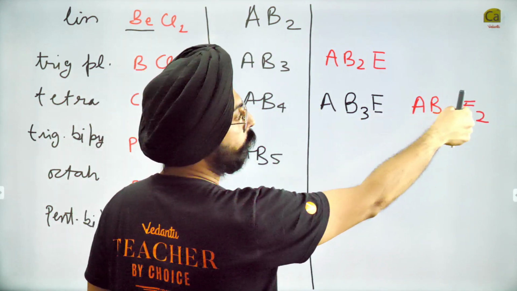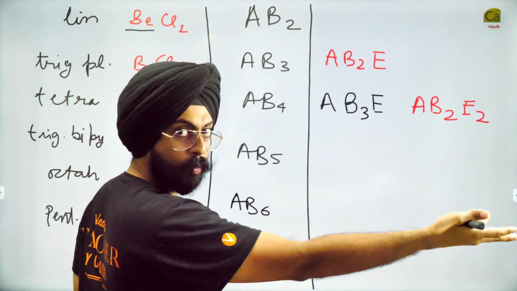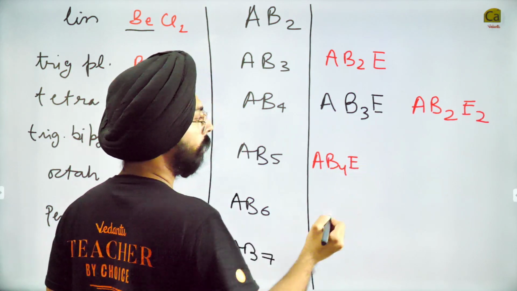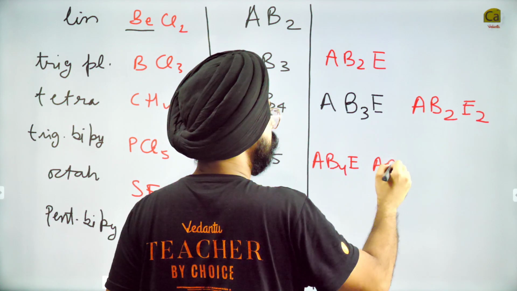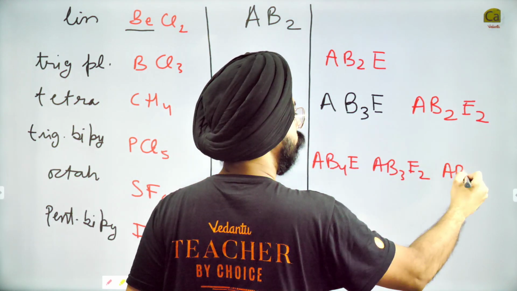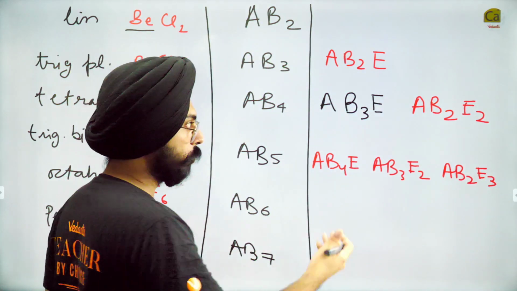One central atom, two bond pairs, two lone pairs, similar to water. AB5E could be multiple cases. You could have AB4E. You could have AB3E2. You could have AB2E3. These could be the deviations.